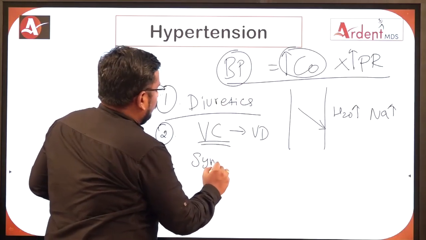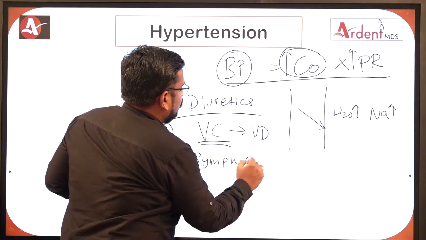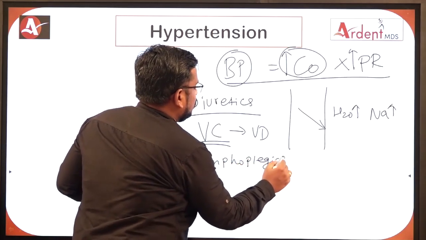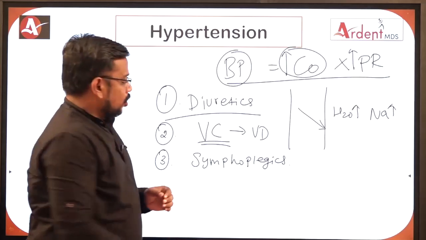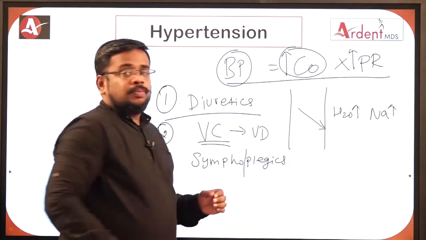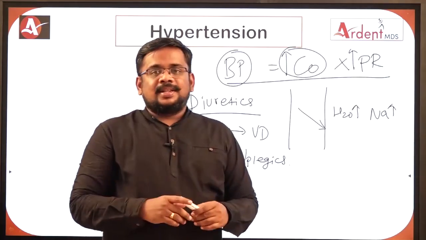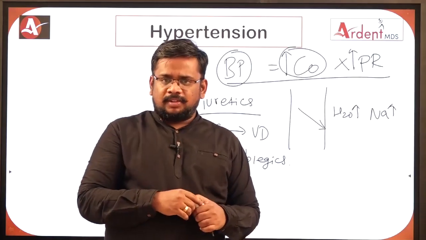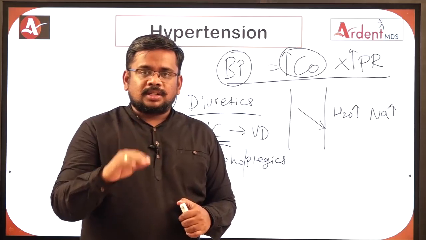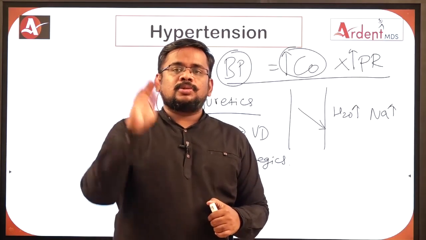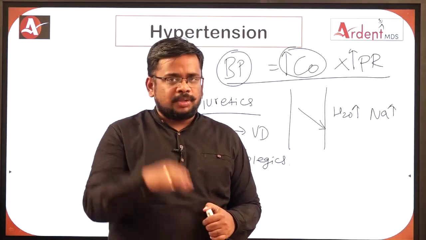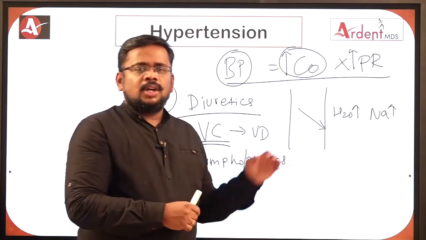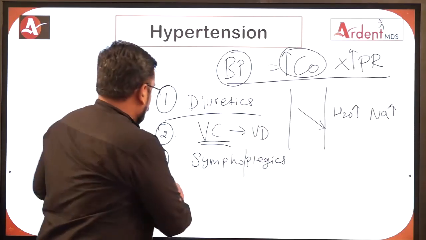The third type of treatment is about sympathoplegics or sympatholytics. What is the meaning of plegia? Plegia means paralysis. Sympathoplegic means those drugs which decrease the sympathetic activity. The sympathetic system increases the blood pressure, so sympatholytic drugs, or sympathoplegics, decrease the blood pressure. So this is the third type.